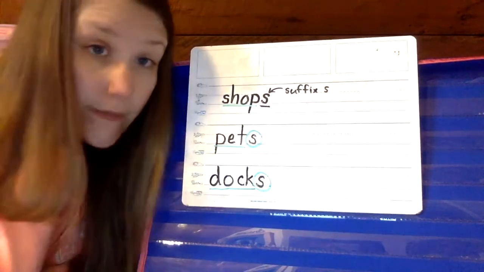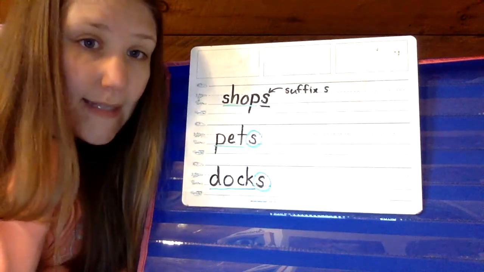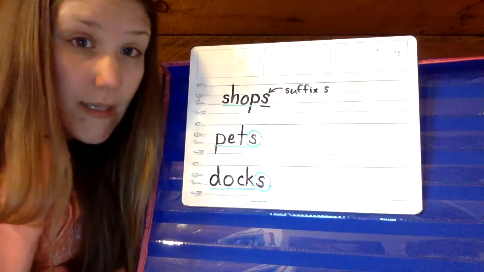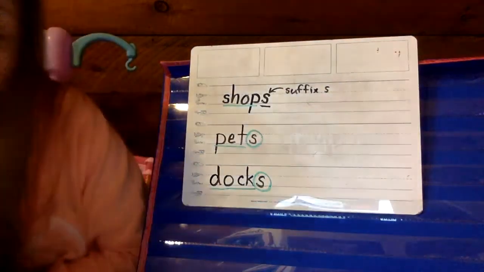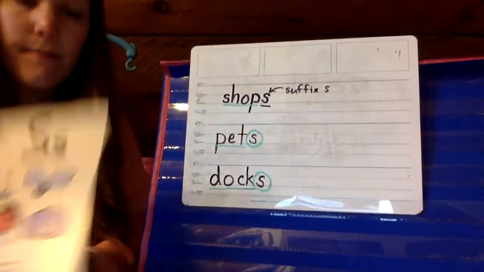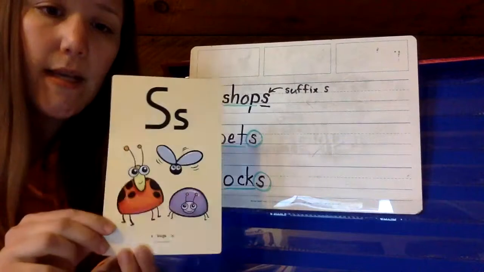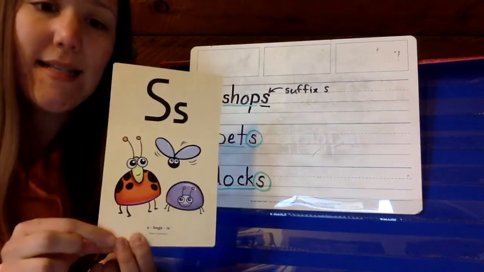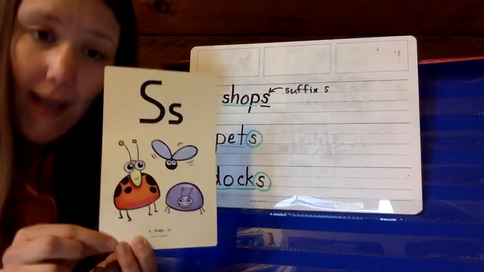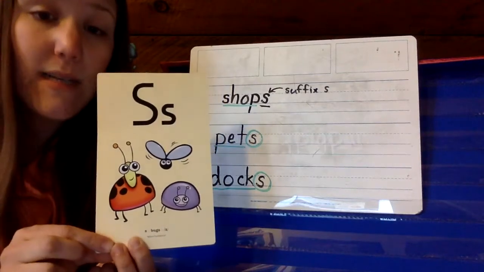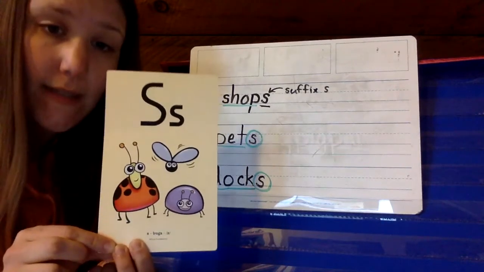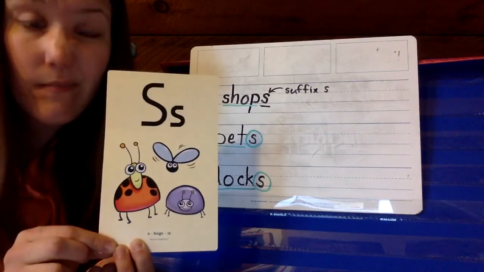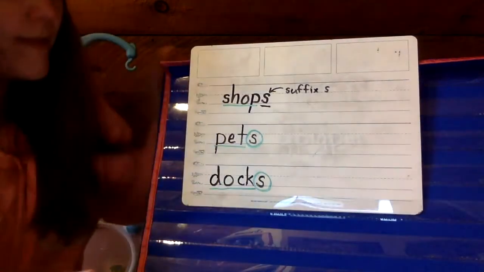So most of the time, the suffix S says S. But some of the time, it makes a different sound. And I'm going to show you a new drill sound card that we're going to start tomorrow. This one. And the way we say this is S, bugs, Z. Because sometimes the S, when it's added onto a word, when it's a suffix, sounds like Z. Sounds like Z. Right? Let's look at some examples of that.